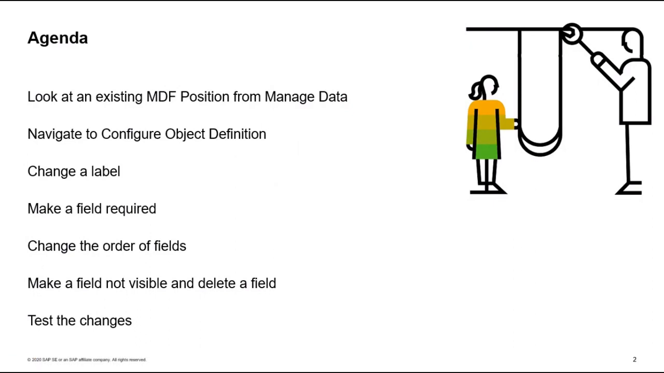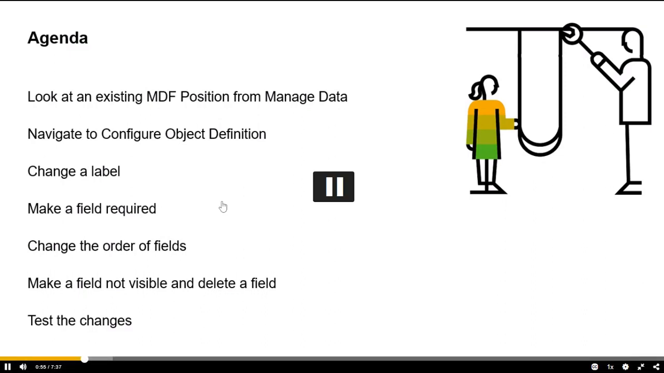We will first have a look at the data of an existing MDF position. We will observe the different fields available and decide on the changes that we would want to implement. We will then navigate to configure object definition to change a label, make a field required, change the order of fields, and then we will make a field not visible and delete another one. We will then test the changes that we made.